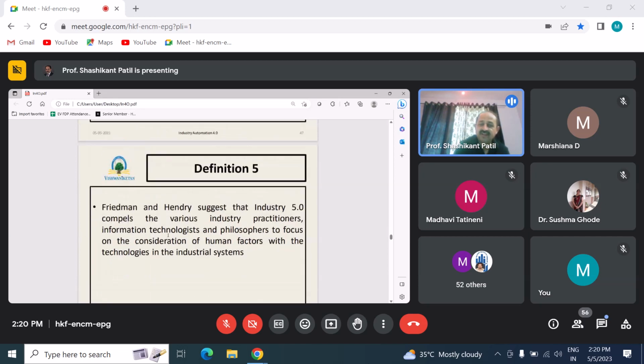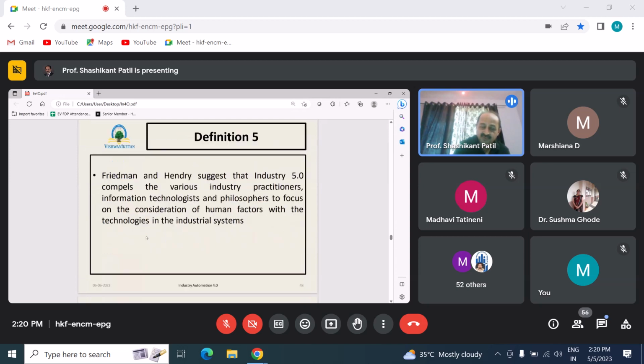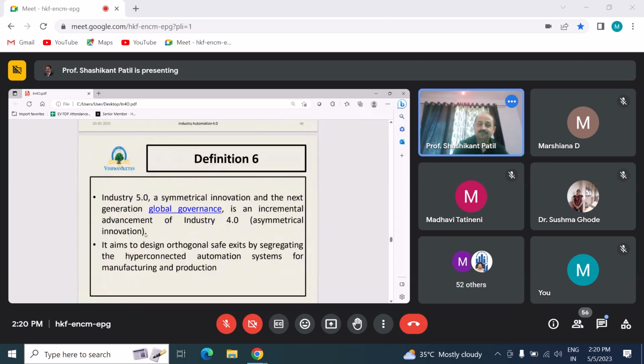Then Hadman and Henry suggest that Industry 5.0 compels the various industry practitioners, information technologists and philosophers. Here, three different people will focus on the consideration of human factors with the technologies in the industrial systems. So this is another aspect of Industry 5.0. Then we have another definition with us.